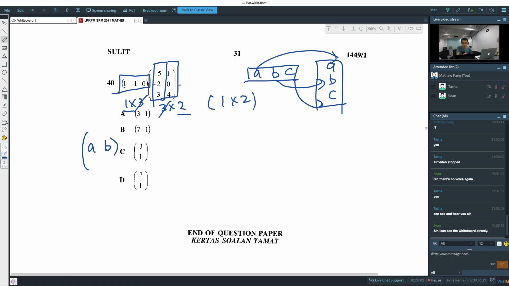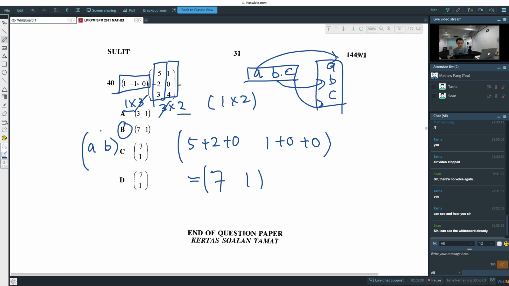1 will multiply with 5. I say A times A, B times B, C times C, right? So 1 times 5, you get 5. Negative 1 times negative 2 is positive 2. 0 times 3 is 0. I have done the first number. The second one, same thing. 1 times 1 is 1. Negative 1 times 0 is 0. 0 times 4 is 0. So my answer should be 7, 1. So the answer is B.